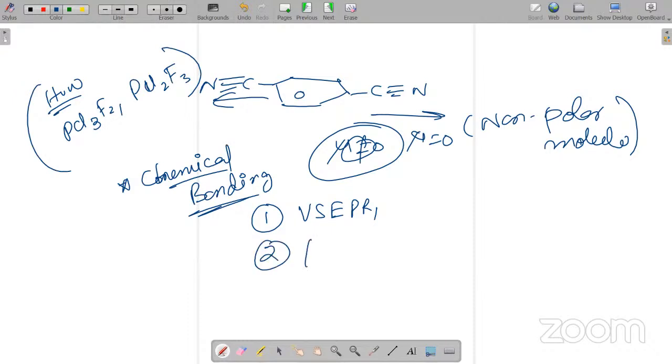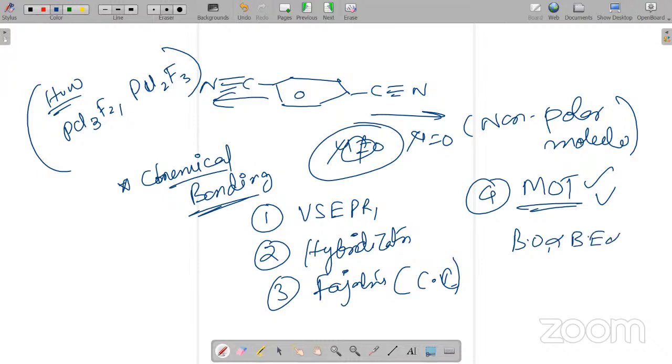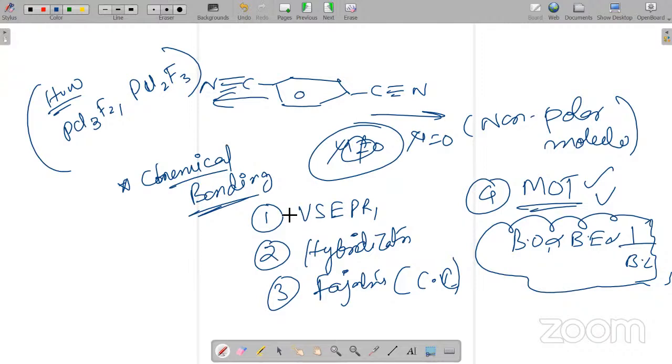VSEPR theory, hybridization, then Fajans' rule, that is covalent character and ionic character, and the fourth one is MOT theory, which is very important. The bond order is directly proportional to bond energy and inversely proportional to bond length. If you can do this, you can easily understand. Just do 4 or 5 practice questions.